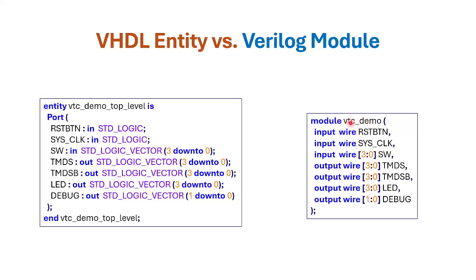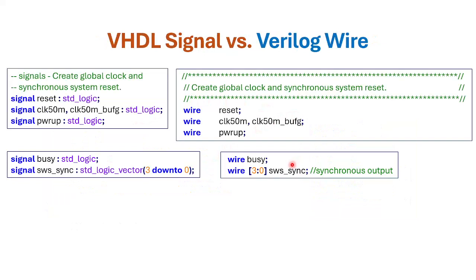The module, the name and certain inputs and outputs. We have wires in Verilog and as ports and signals in VHDL. So going from Verilog into VHDL or vice versa should not be a problem. I was mentioning wires versus signals.